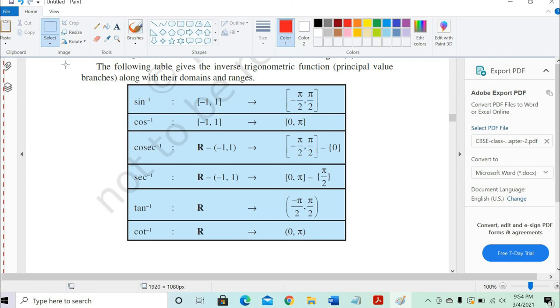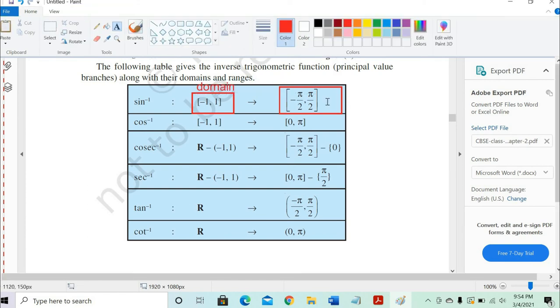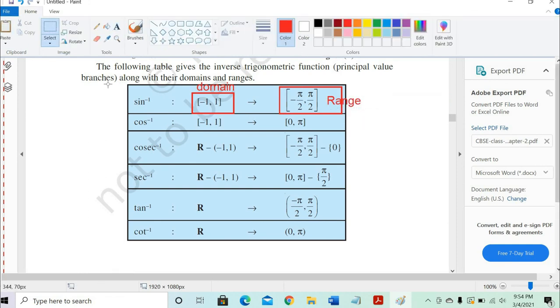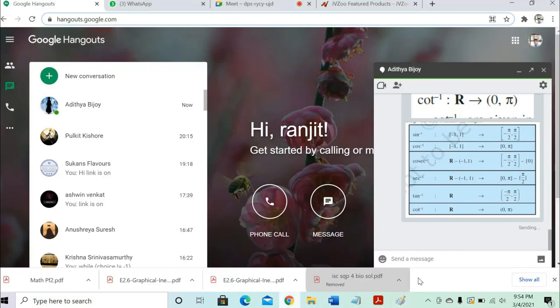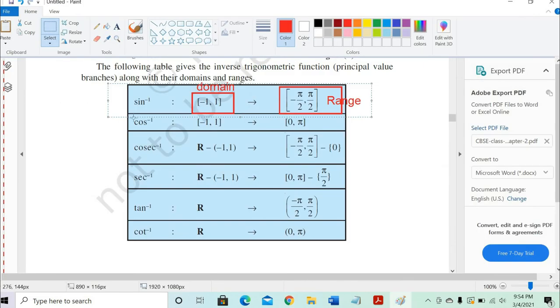Is it clear? Yes, sir. You got disconnected for a while? Okay, this is the domain and this is the range for the inverse function. I'll just send it to you, this part. This part is quite important. This table is quite important. You need to remember this table because you will need it while doing the calculations to find the domain and the range. Clear?